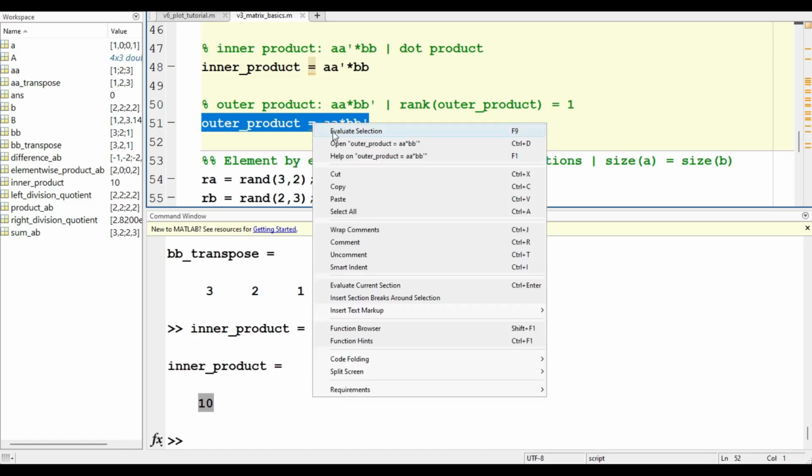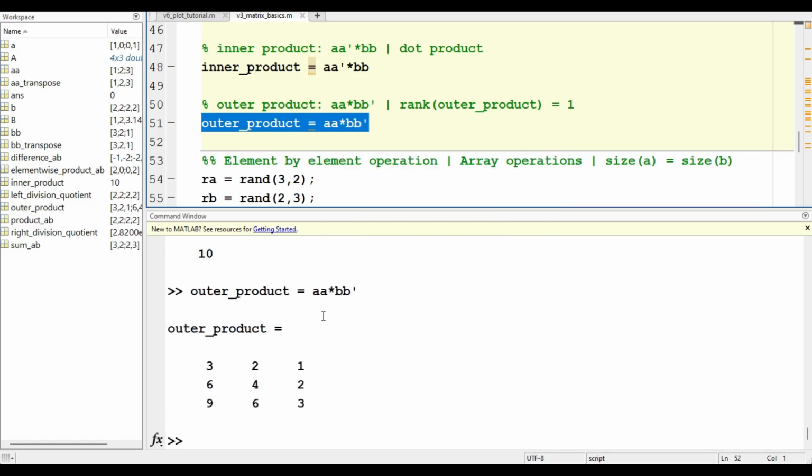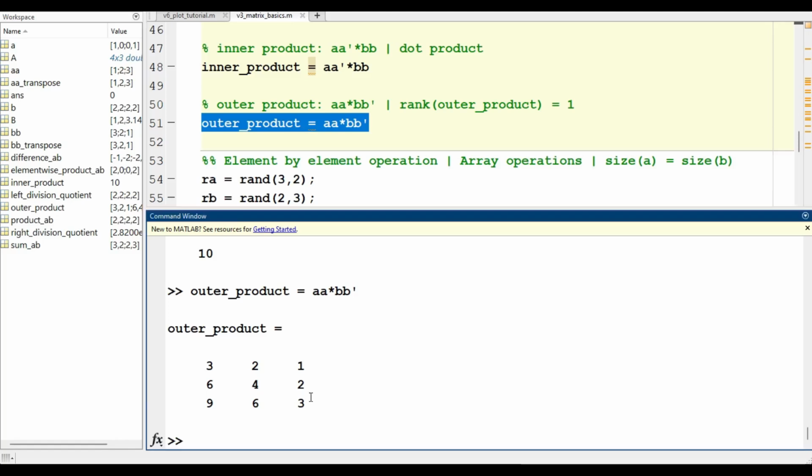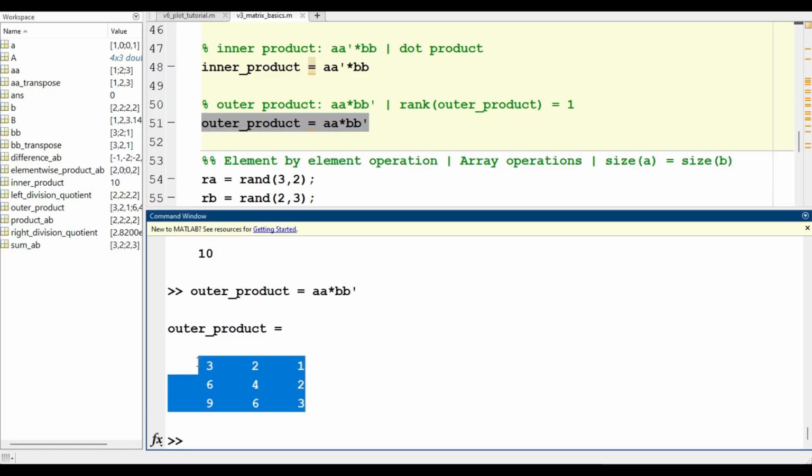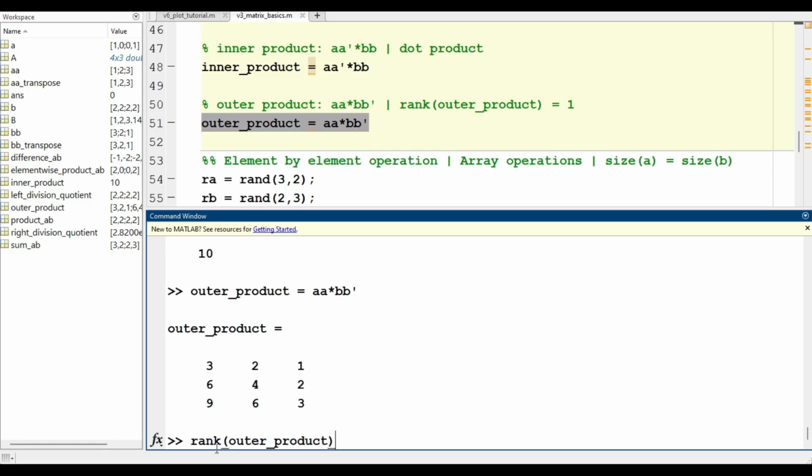Now the same can also be used to find the outer product. In the case of the outer product, for these two matrices double A and double B, where the dimensions are 3 cross 1, we will get a matrix which is of the size 3 cross 3. And an important point to keep in mind is that the rank of this outer product matrix is always going to be 1. So if we check the rank of this outer product matrix, it is 1.